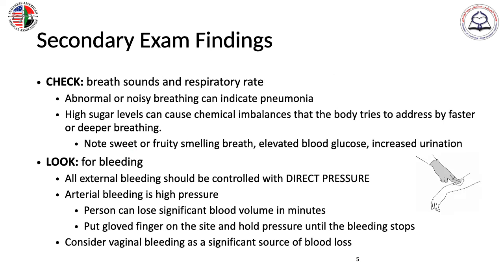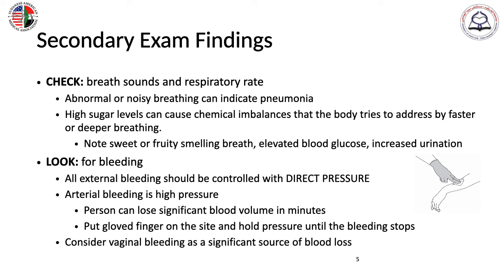Secondary exam findings. Look for breath sounds and respiratory rate. Abnormal or noisy breathing can indicate pneumonia. A high sugar level can cause chemical imbalance in the body, and this leads to DKA and acidotic breathing. Sweet or fruity smelling breath can point to hyperglycemia and DKA.